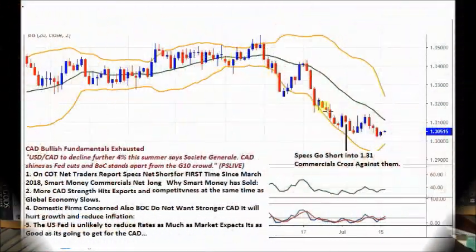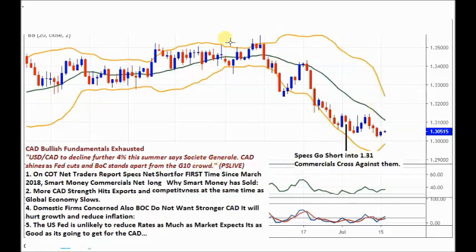Right, the first pair we're going to look at is going to be USD CAD. Right, we're on the USD CAD daily. I'll draw my levels in a moment, but first of all, let's have a look at the sentiment fundamentals behind the chart. Now, I've put CAD bullish fundamentals exhausted. That's my view. Okay, it's obviously not the view of the majority in the market.